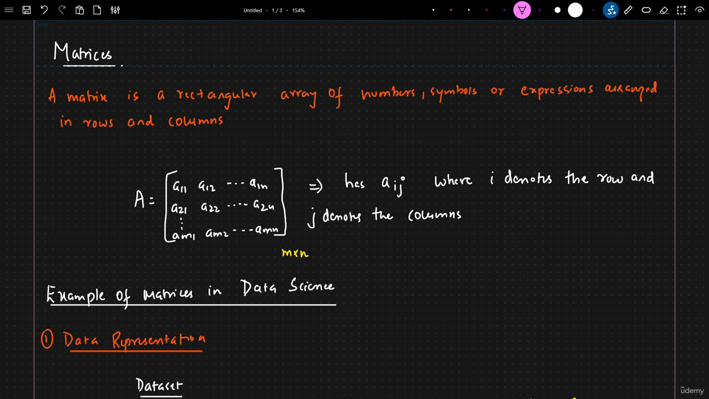Again, the main aim is to understand the topics, build our concepts, and see how they are used in data science use cases.